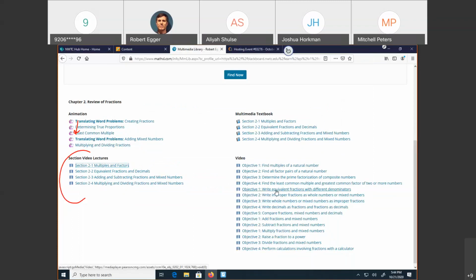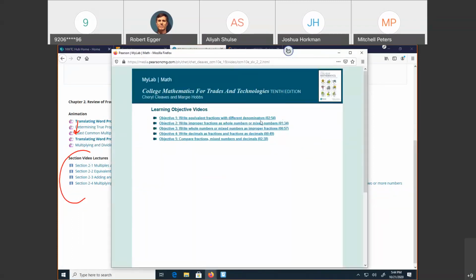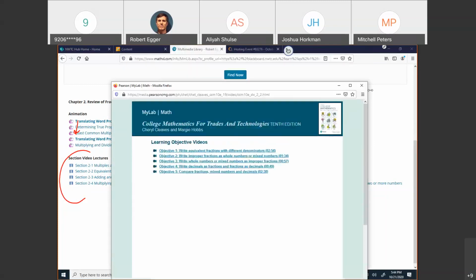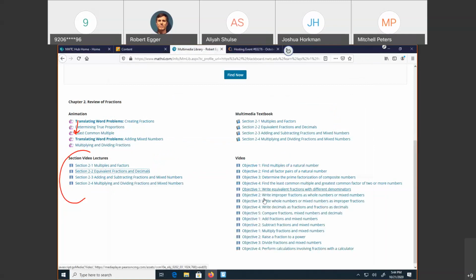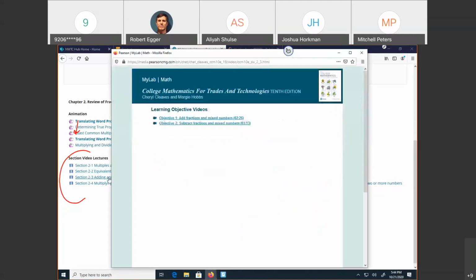1, 2, 3, equivalent fraction, improper fraction, whole numbers. Equivalent fraction, improper fraction, there's 5 of them. 1, 2, 3, 4, 5. So these 5 go with this one, the next go with that, and so forth. These two kind of duplicate each other. This one just happens to put them in section content.